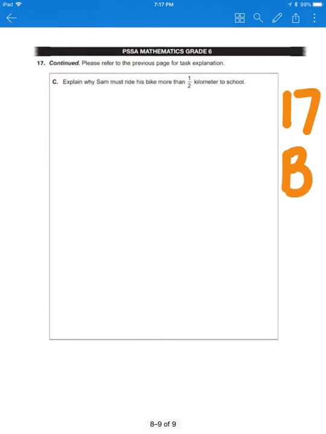Okay, so here's what it says. It says, please refer to the previous page for task explanation. Explain why Sam must ride his bike more than half a kilometer to school. So let's think back to what we knew from the last page. Remember, on the last page, K equals what Sam rides, and Annika rides 4 times K minus 2. So this says, why must Sam ride his bike more than half a kilometer to school?